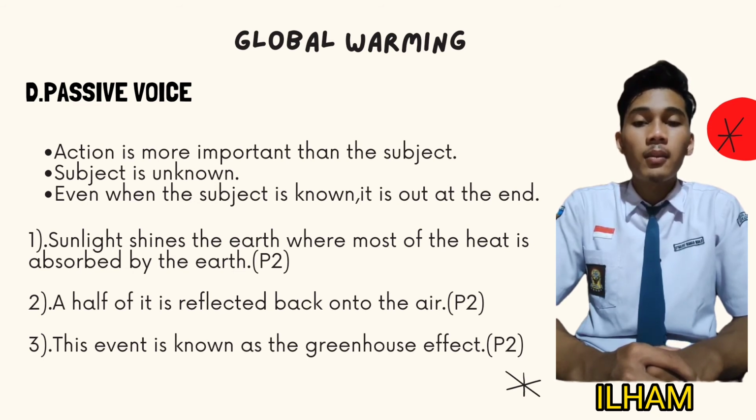Example. Number 1. Sunlight shines the earth where most of the heat is absorbed by the earth. Number 2. A half of it is reflected back into the air. Number 3. This event is known as the greenhouse effect.